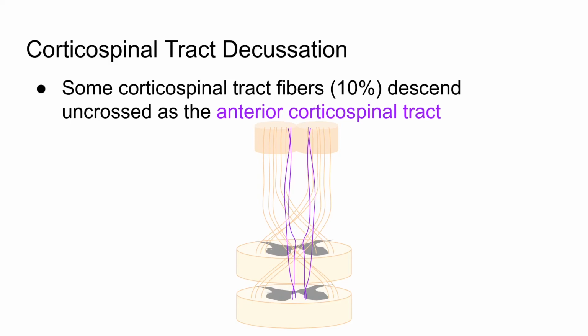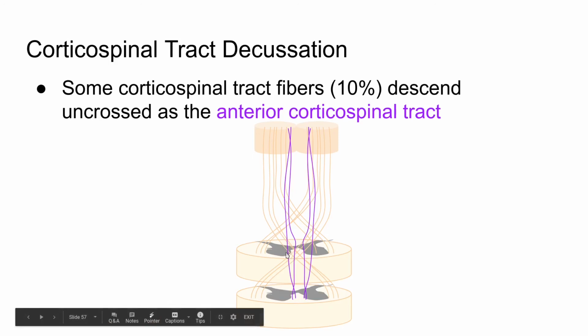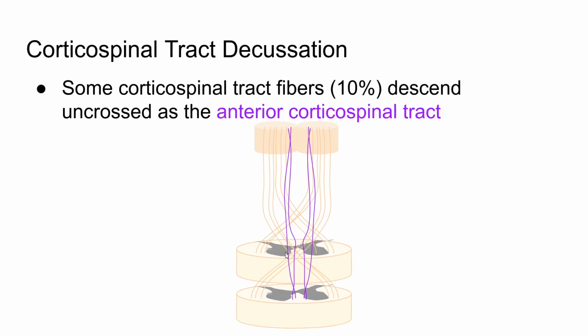Okay, and then the remainder, the 10% which do not cross, descend uncrossed as your anterior corticospinal tract, which is conveniently near those postural anti-gravity muscles near the midline within the anterior horn, the anterior horn cells.